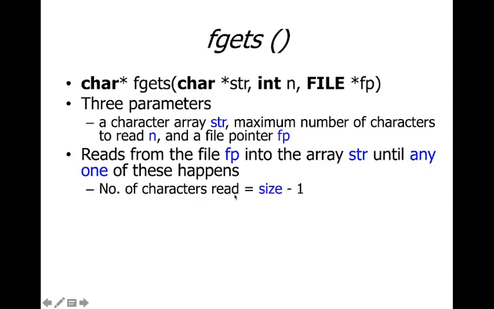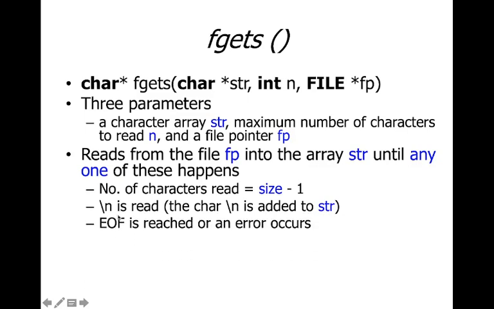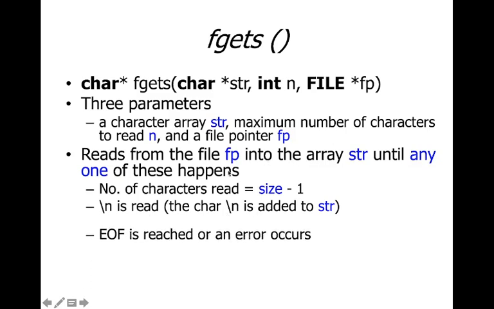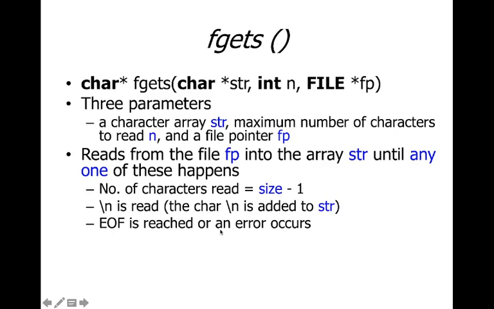If any of these things happen, it will stop. One is that the number of characters read equals size minus 1. Or a slash n is read, the character slash n is added to str: if there is a slash n character in the file and it reaches that, it will stop. Or EOF, end of file, is reached or an error occurs. After completing this operation, slash 0 will be added automatically to str if there is no error.